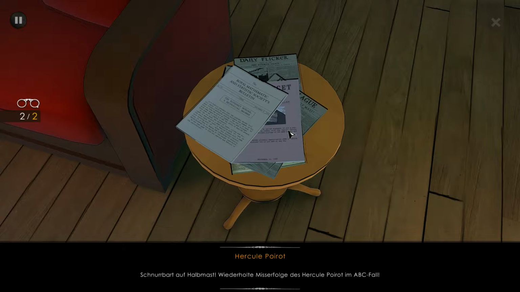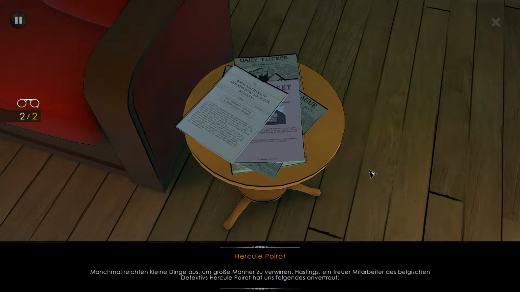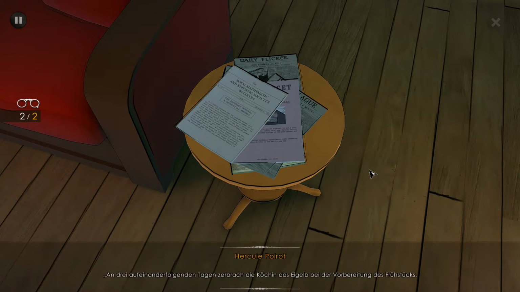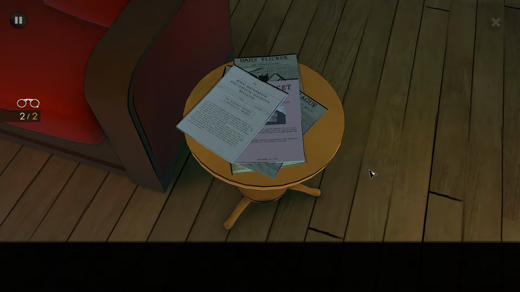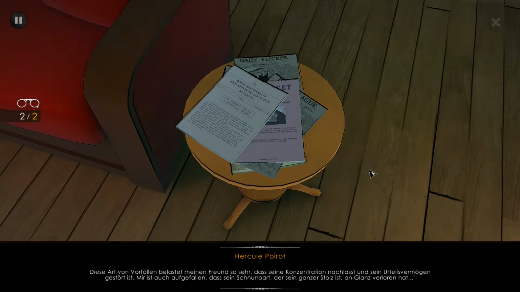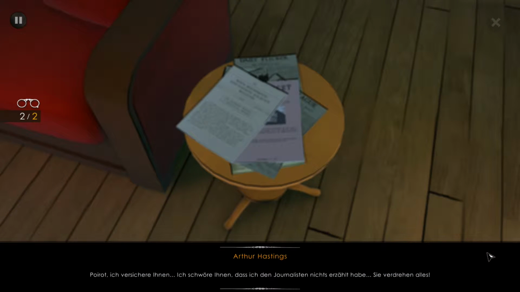Daily Blag, August 31, 1935. Mustache at half-mast. Poirot's repeated failure in ABC case. Sometimes small things troubled great men. Hastings, faithful corroborator of the Belgian detective, knows something about it. Three mornings in a row, he confided to us, the cook broke the egg yolks when preparing Poirot's breakfast. This apparently casual event has greatly disturbed my friend, to the point it breaks his concentration and slows his judgment. I also noticed his mustache, of which he is so proud, being duller than usual. Poirot, I assure you I haven't said any such thing to the journalists.